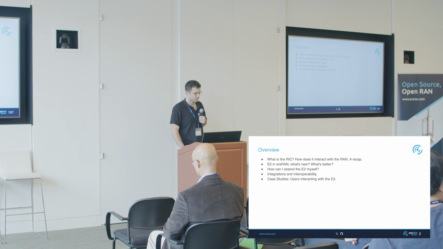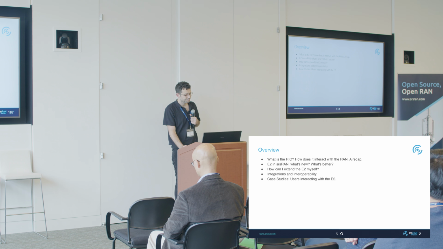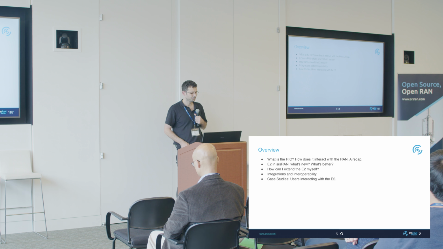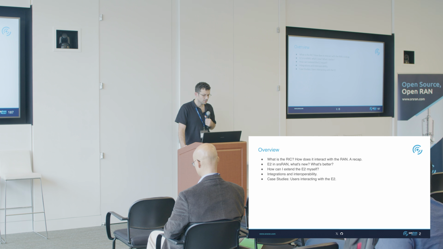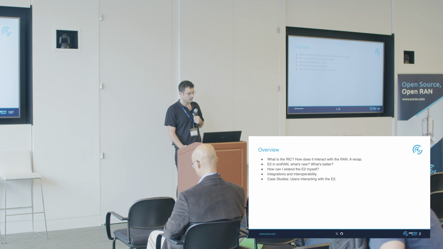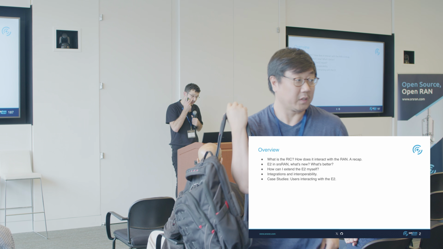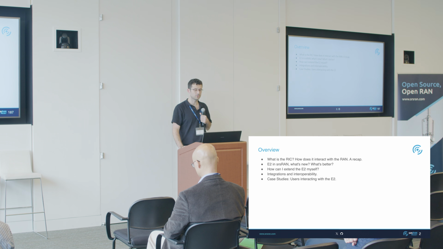Then I'm going to get into how we use the E2 in srsRAN, talk about what's new and what's better, what we've added recently, and talk a bit about the architecture as well. Then I've got a few slides about how users can extend the E2 themselves. And then we're going to talk a bit about integrations and interoperabilities that we've done over the last year. And then we'll finish off with a couple of case studies about how it's being used by researchers.